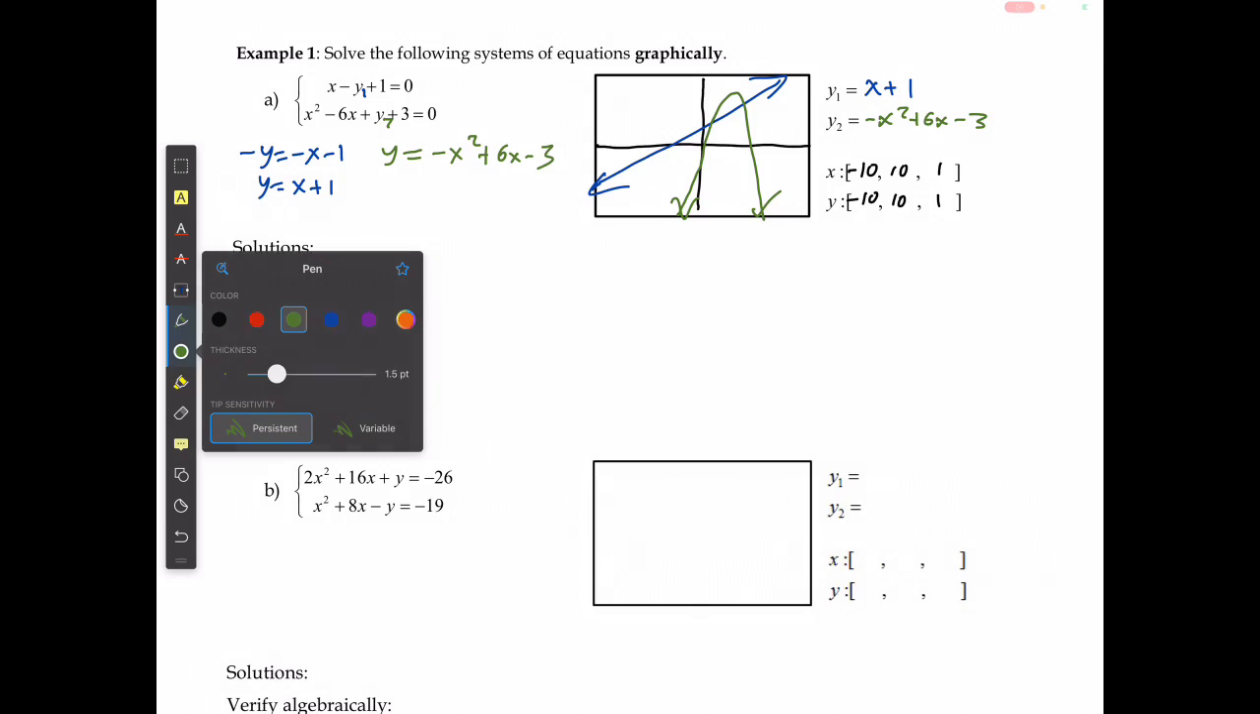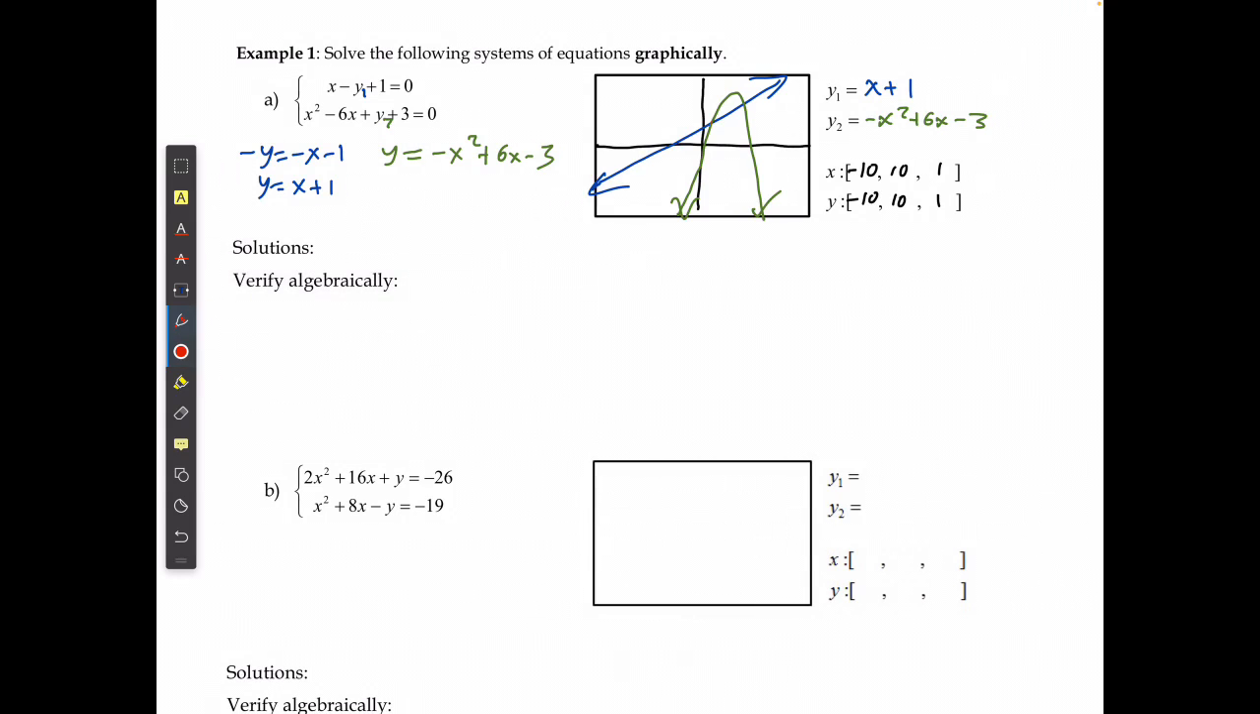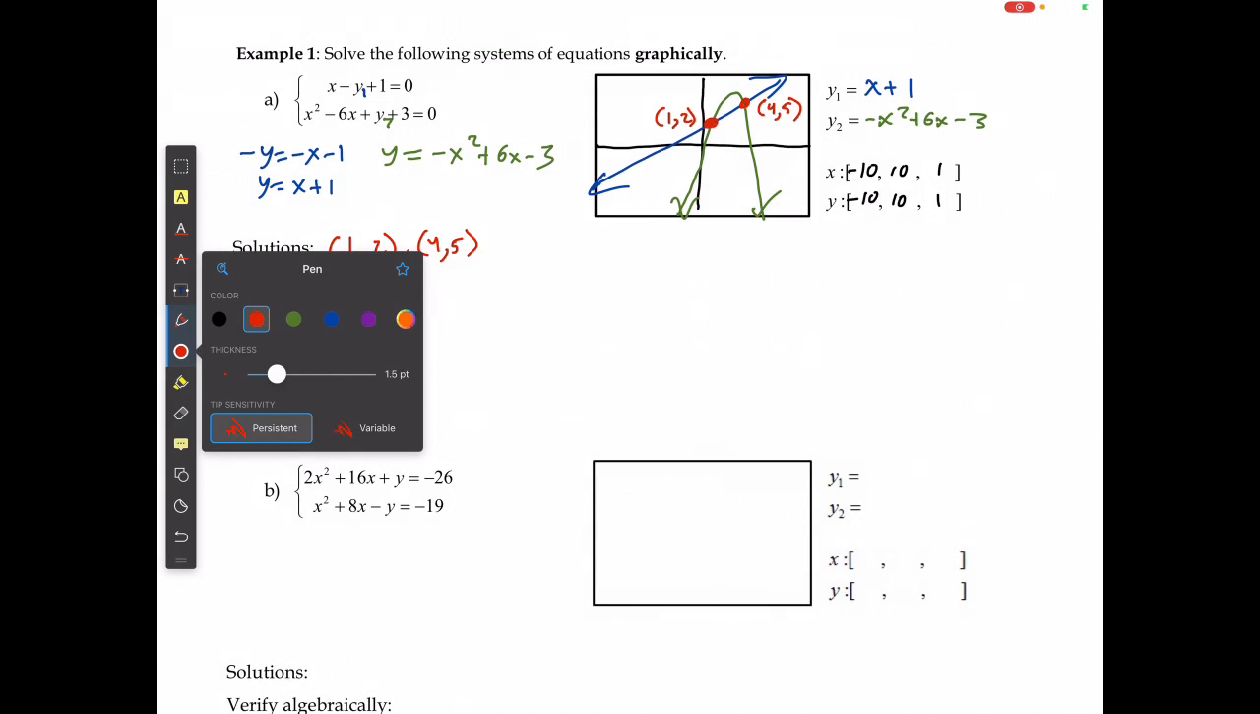And then I can see that I have 2 points where they intersect, one here and one here. And when I solve those points of intersection, I get the point on the left is (1, 2), and the one on the right is (4, 5). It's not bad to write those right into your graph as well. So now I just need to prove that these actually work.